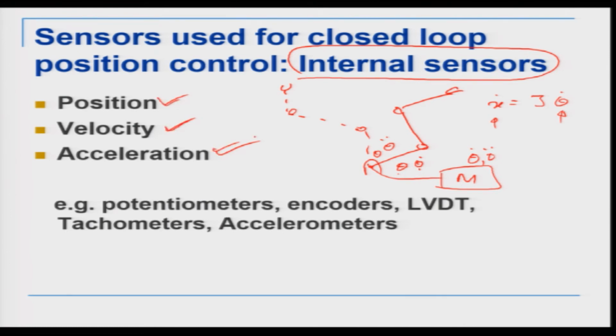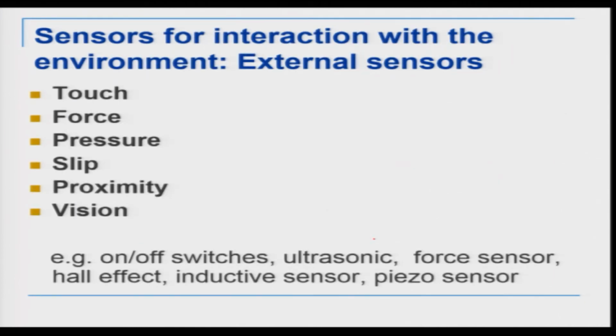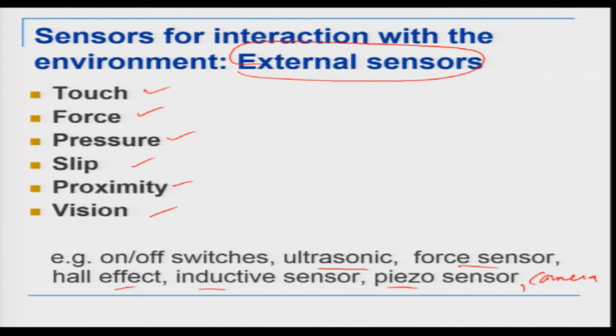Now, the sensors which are most commonly used for getting internal information are the potentiometers, encoders, LVDT, tachometers, accelerometers. And the sensors for interaction with the environment, which are external sensors, are normally touch sensors, pressure, force, slip, proximity, vision. We also have maybe hearing, etc., etc. And these are basically ultrasonic sensors, force sensors, Hall effect, inductive, piezo, etc. And then finally, camera, the most important. Okay. So, these are sensors which are giving the external interaction with the environment.